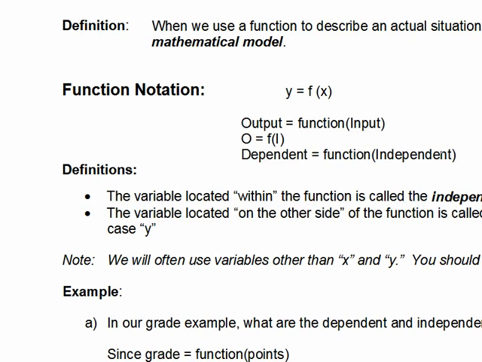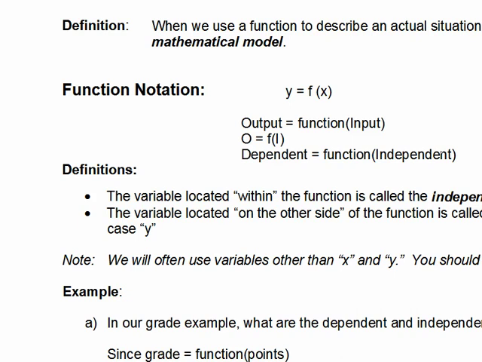Another way we could say the same thing is we could say the output is a function of the input. So in other words, input is the independent or inside variable, and that results in the output. I could write that in shorthand and say O equals a function of I, or I could say the dependent variable is a function of the independent variable.